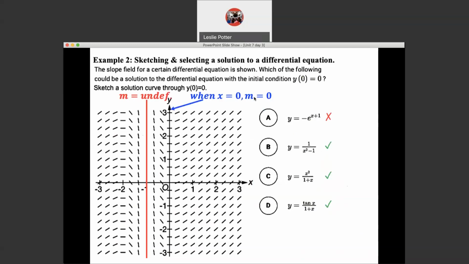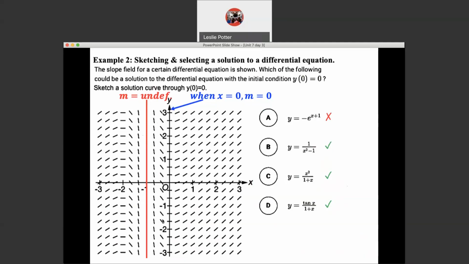Okay, when x equals zero, the slope is equal to zero. So look at, we have zero slope here, right? If we look at this, we've got negative slope on the left of the axis, and positive slope on the right. So we know we have something that kind of swoops like this. It just depends upon which point we're gonna go through, right?